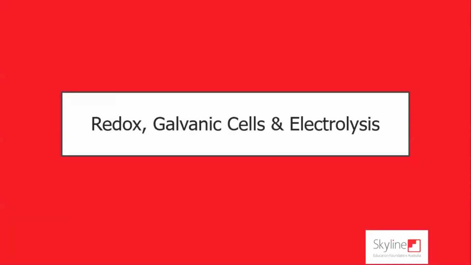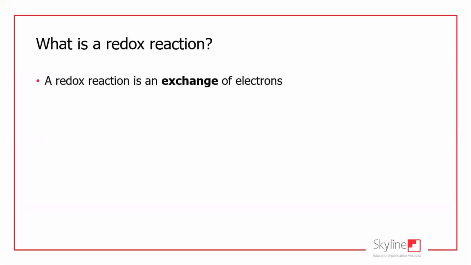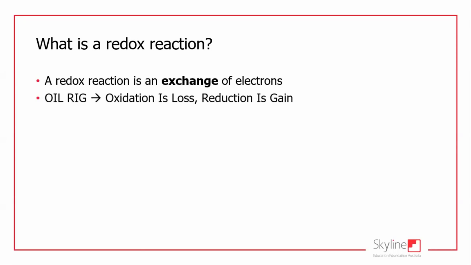All right, perfect. So just to begin, we're going to go through redox, galvanic cells, and electrolysis. So what is a redox reaction? Essentially, all we need to know is a redox reaction is an exchange of electrons. It's where electrons are given from one molecule to another. We term this as a mnemonic. There's quite a few different ones you can use, but the one I personally used was OIL RIG. So oxidation is loss, reduction is gain.